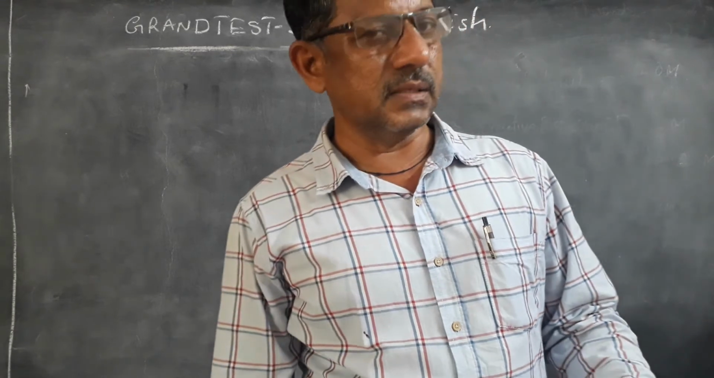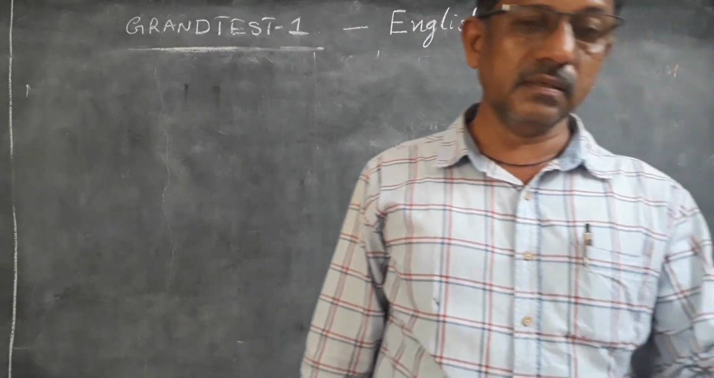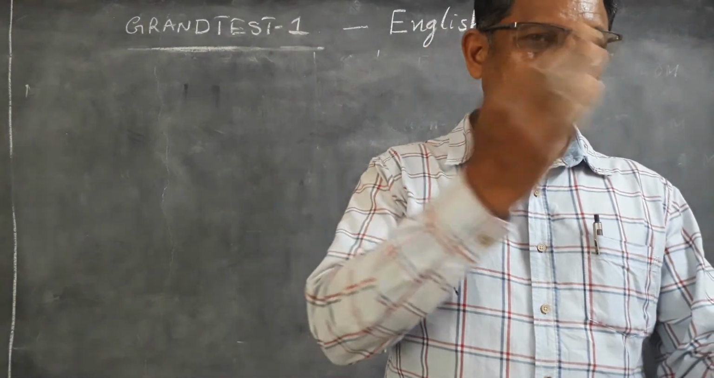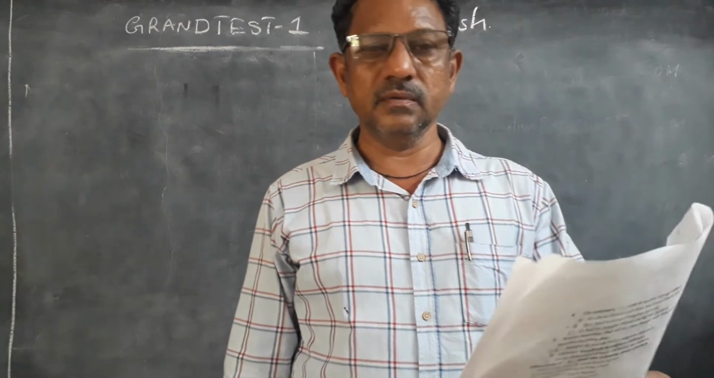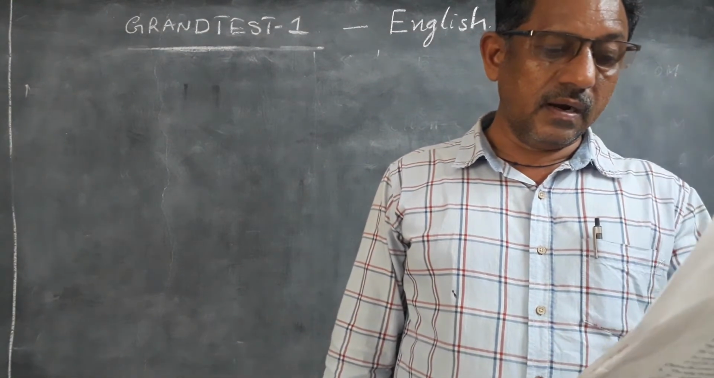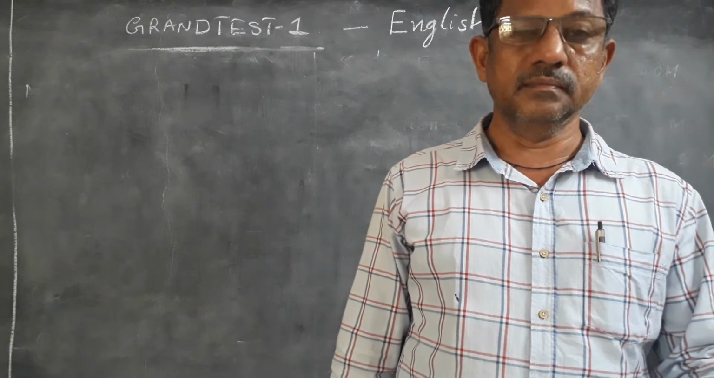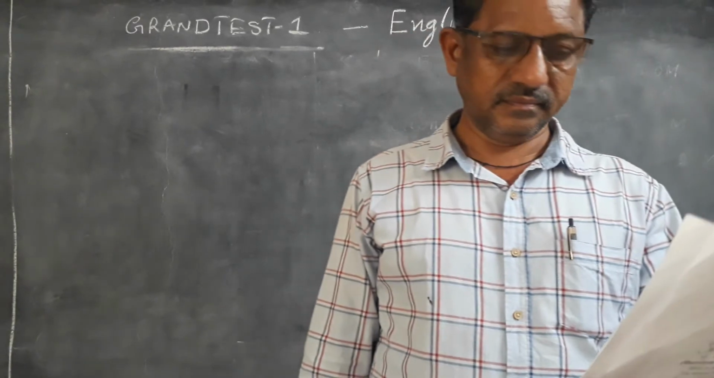So in passive voice, what are the rules? How to change from active voice to passive voice? The object comes in the subject place, and the subject goes to the object place. A book is not being read by him.